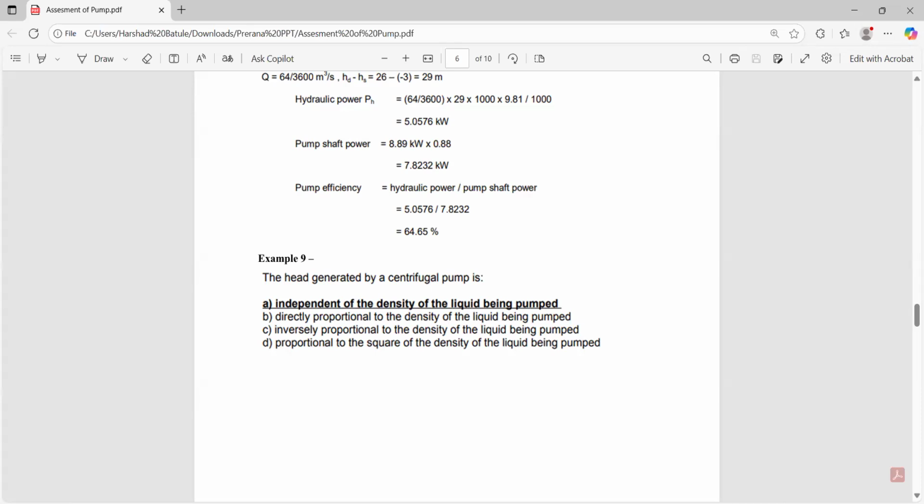If you are in a closed loop, it is again not going to change. If you are just passing water from an underground basement tank to a storage tank, density is again not in the picture. There is a height difference. So it is independent of the density of the liquid being pumped. The head is governed by the system requirements, not by the fluid, not by the power.